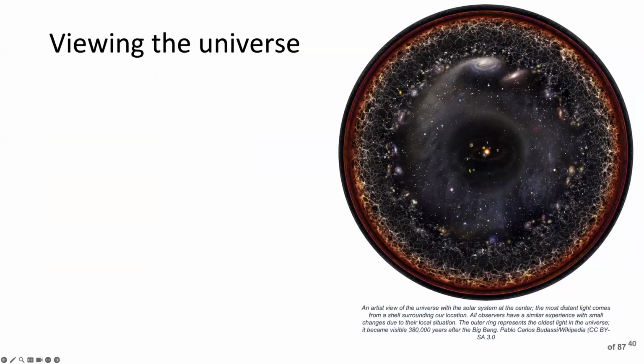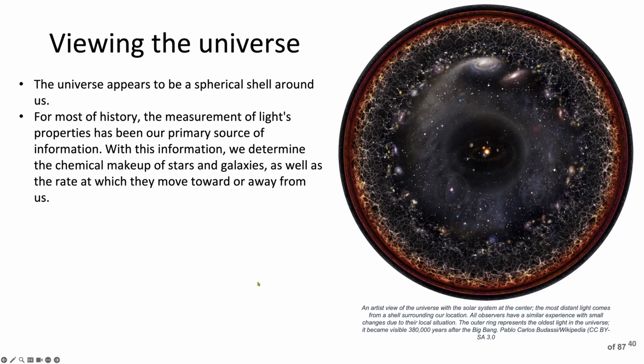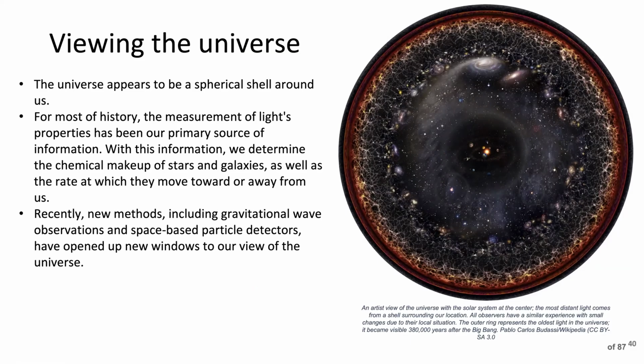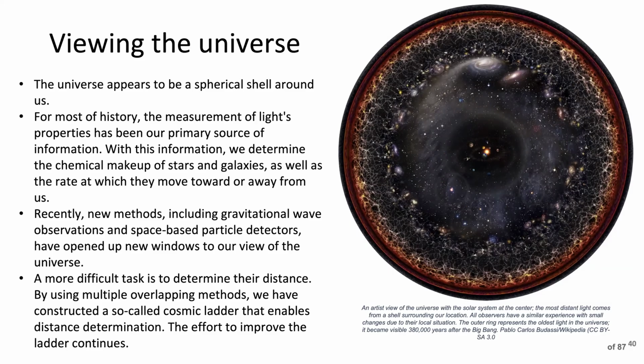Here's a nice piece of artwork you can find on Wikipedia. Here's our solar system. There's the sun, the planets, asteroids and stuff, the Milky Way galaxy around us, other nearby galaxies here, and way out, 45 billion light years away, is the source of the oldest light in the universe, namely the cosmic microwave background. We will talk about what it means, but you should get comfortable with that term.